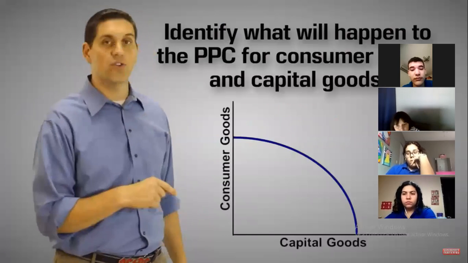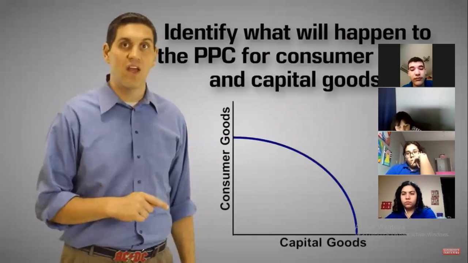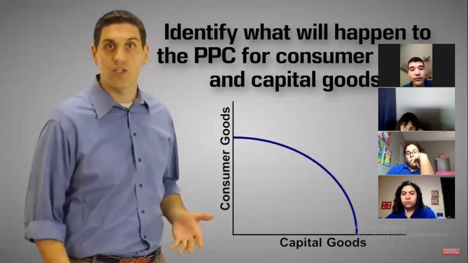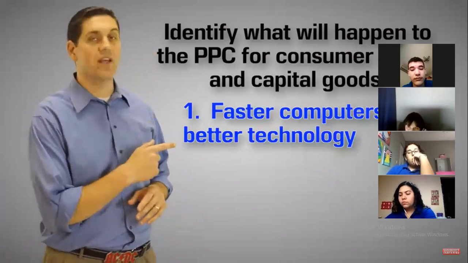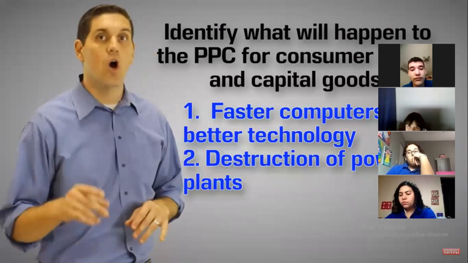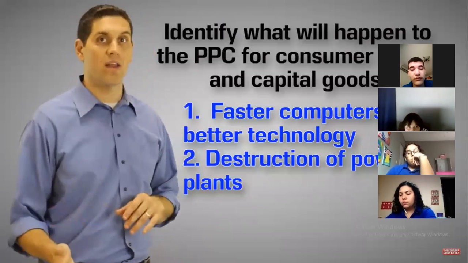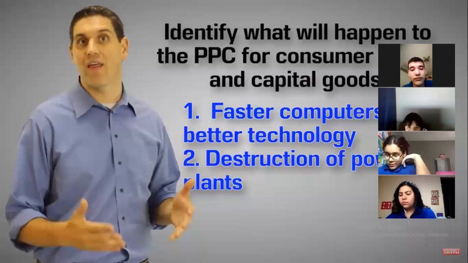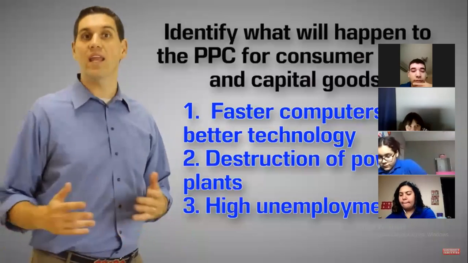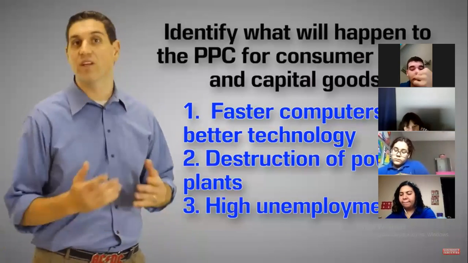For each one of these scenarios, draw a separate production possibilities curve and show what happens in each one of the situations. Number one, what if we have faster computers and better technology? For number two, what if a country's power plants were destroyed and so it had a decreased amount of electricity they could produce? For number three, what if there was an increase in the number of people who are unemployed and there was a recession in the economy?